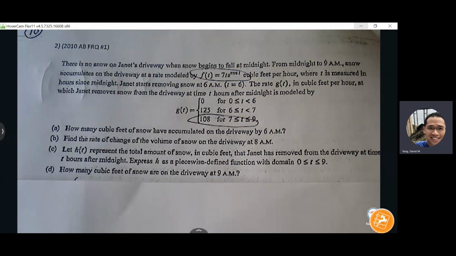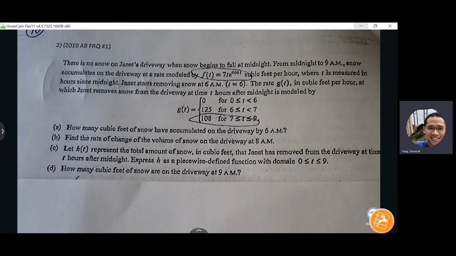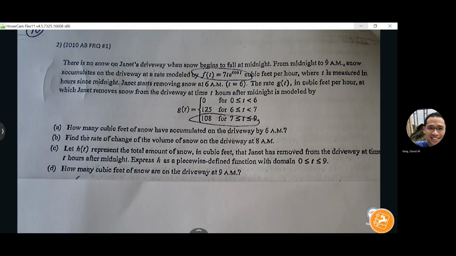Okay, this is number 1 FRQ, so we know this is calculator active. All right, so there's no snow on Janet's driveway when snow begins to fall at midnight. From midnight until 9 a.m., snow accumulates on the driveway at a rate modeled by F of T. So there's no snow on the ground, but then the rate at which snow is falling is this cubic feet per hour. This rate is 70 e to the cosine t, where t is measured in hours since after midnight.